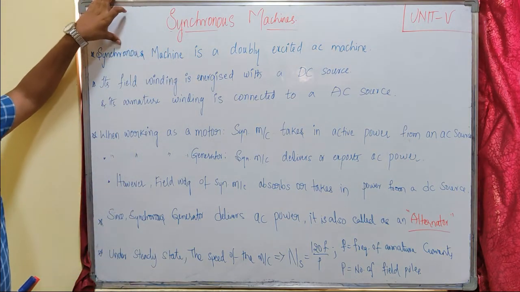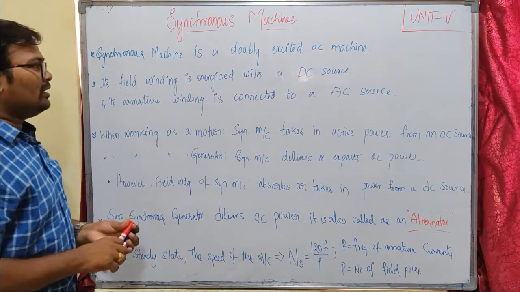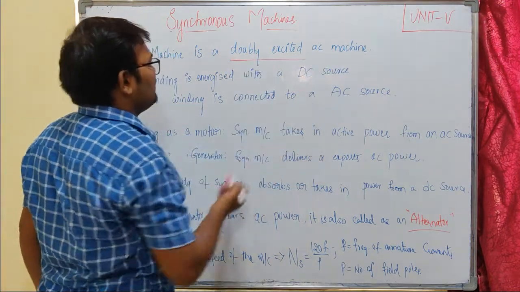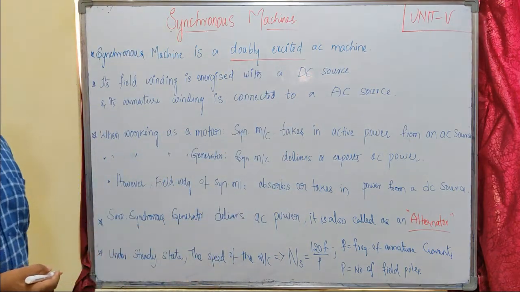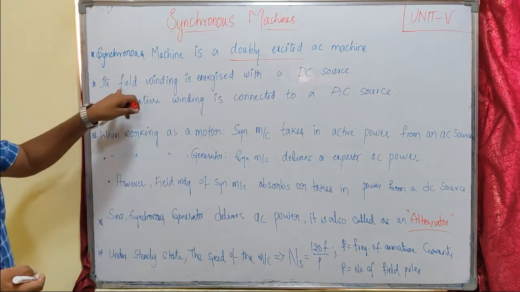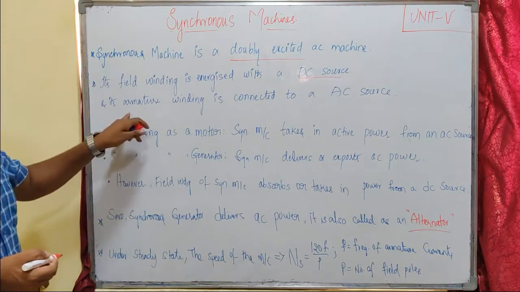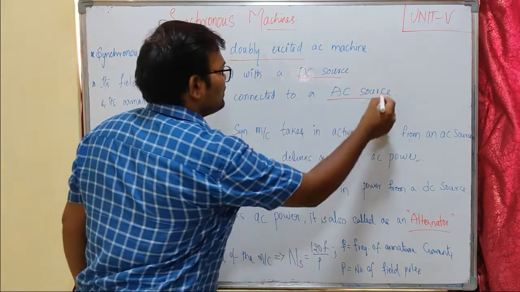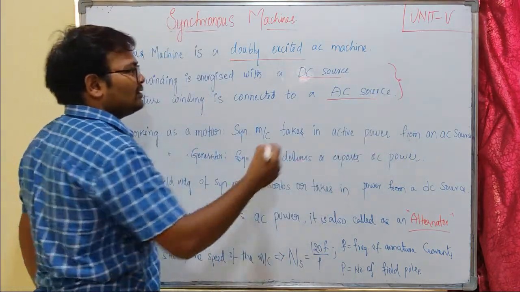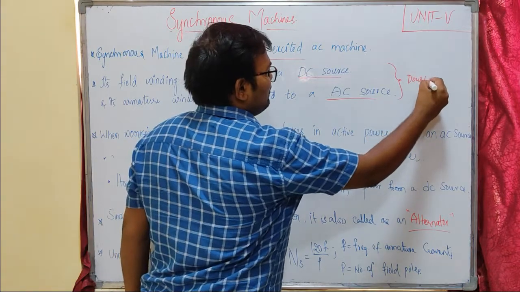A synchronous machine is a doubly excited AC machine. We have so far covered the doubly fed induction generator. Just like that, the synchronous machine is a doubly excited AC machine. Its field winding is energized with a DC source, which is one excitation, and its armature winding is connected to an AC source. That's why these two are called double excitation, and why it is called doubly excited.